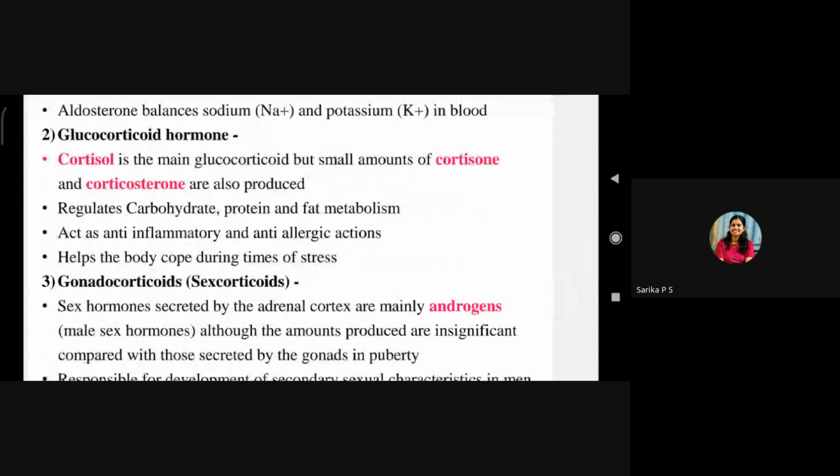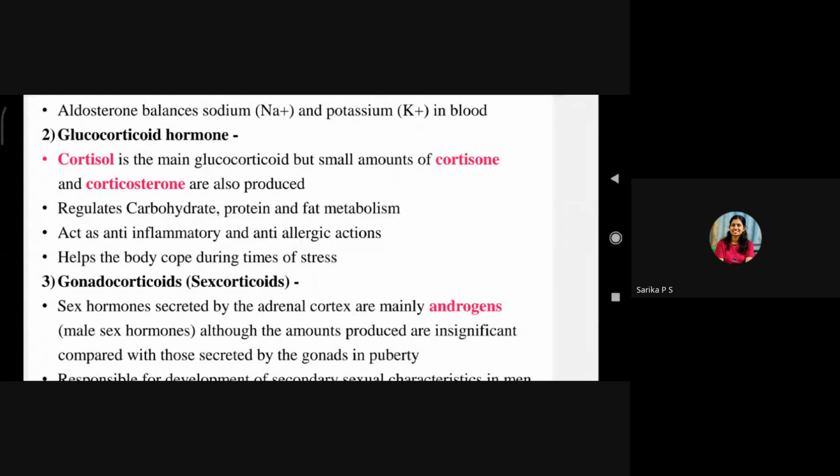Cortisol is the main glucocorticoid, but small amounts of cortisone and corticosterone are also produced. So mainly cortisol is the main glucocorticoid hormone. It regulates carbohydrate, protein, and fat metabolism, and acts as anti-inflammatory and anti-allergic. It also helps the body to cope during times of stress.